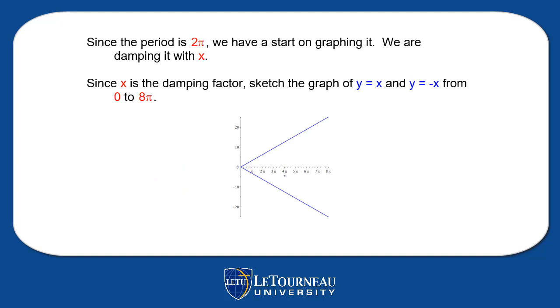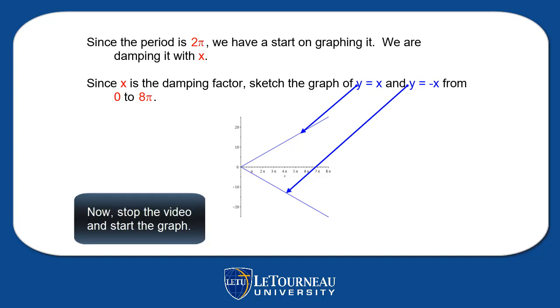Since the period is 2 pi, we have a start on graphing it. We are damping it with x. Since x is a damping factor, sketch y equal x, y equal minus x from 0 to 8 pi. All right, you see where we've sketched it. We've gone from 0. Now, stop the video.